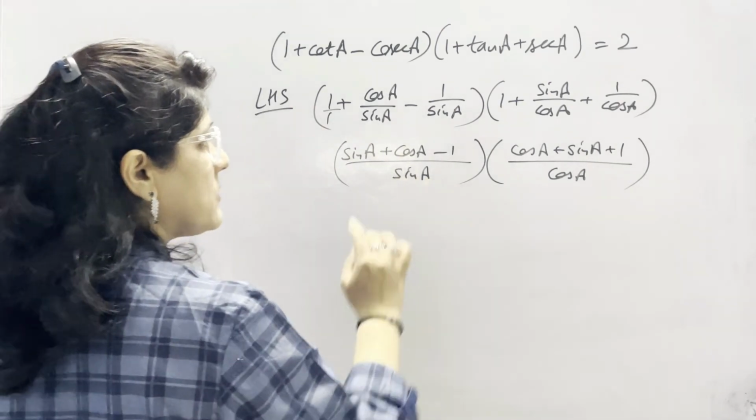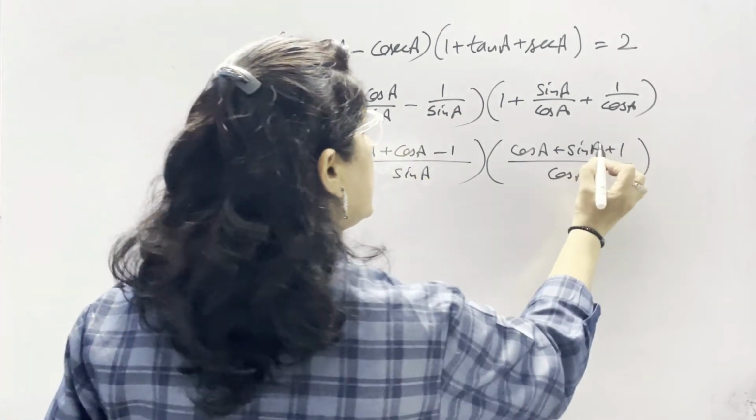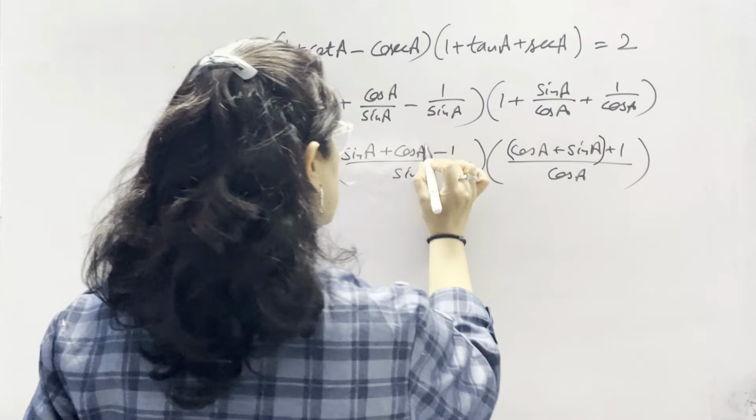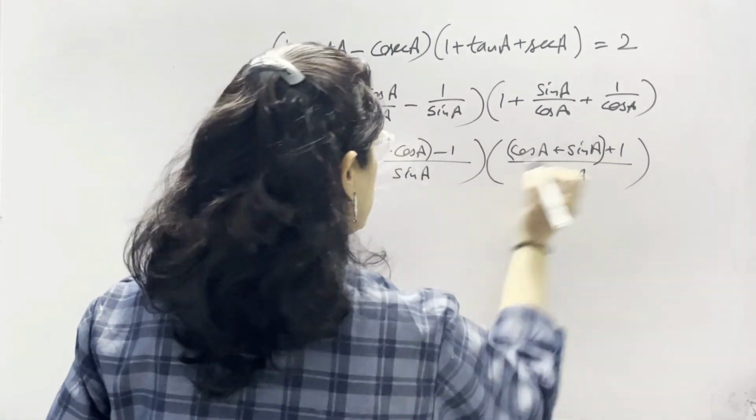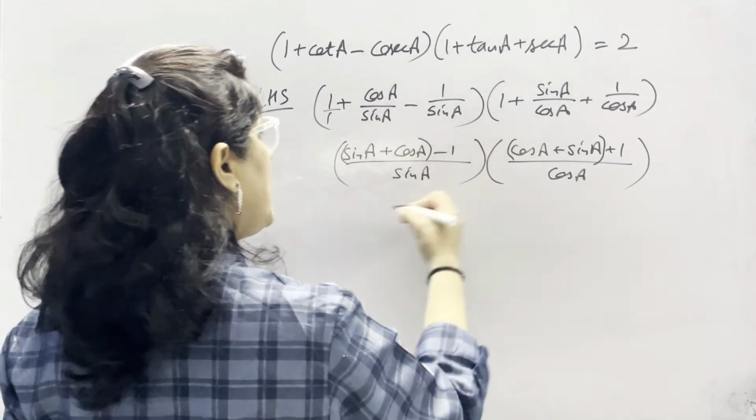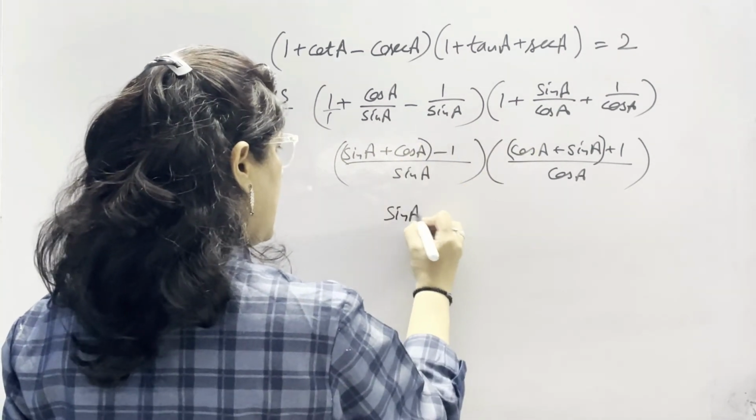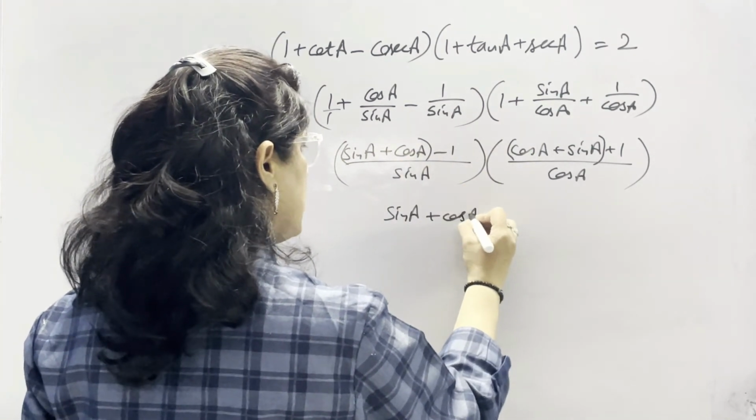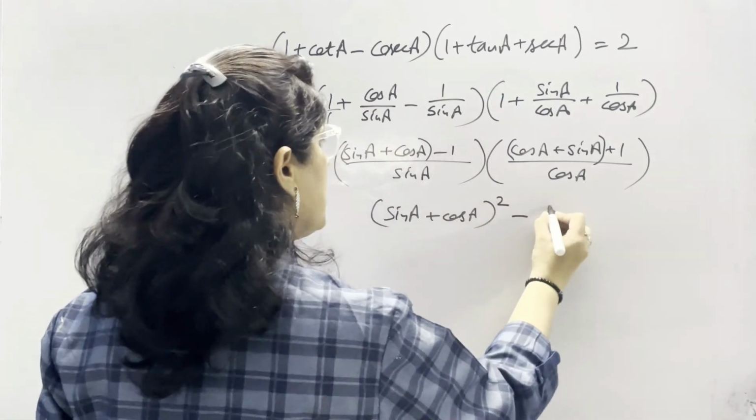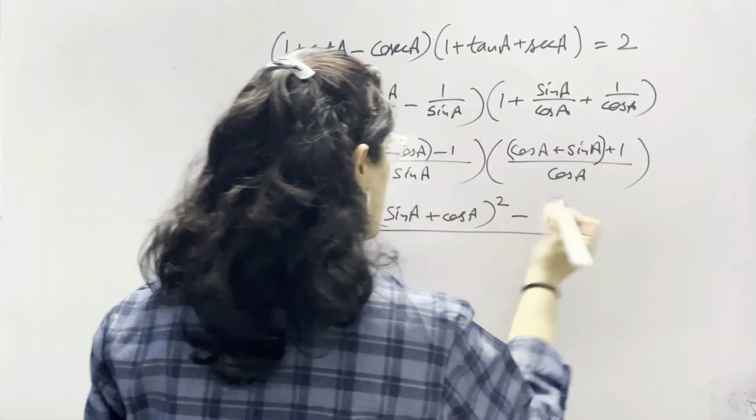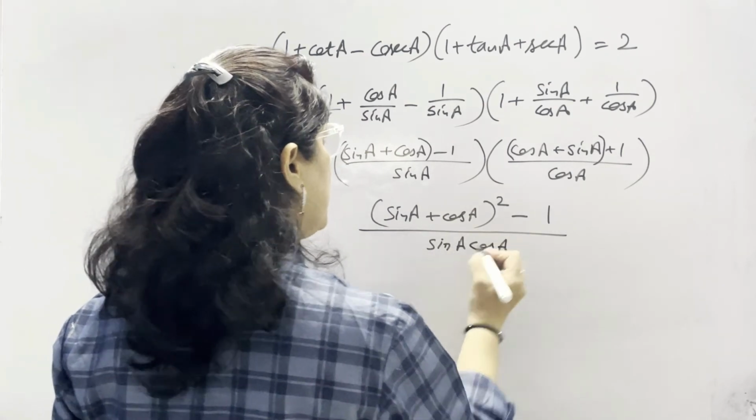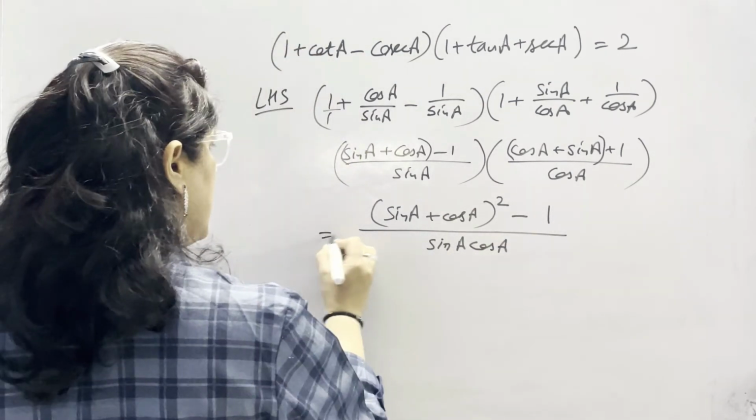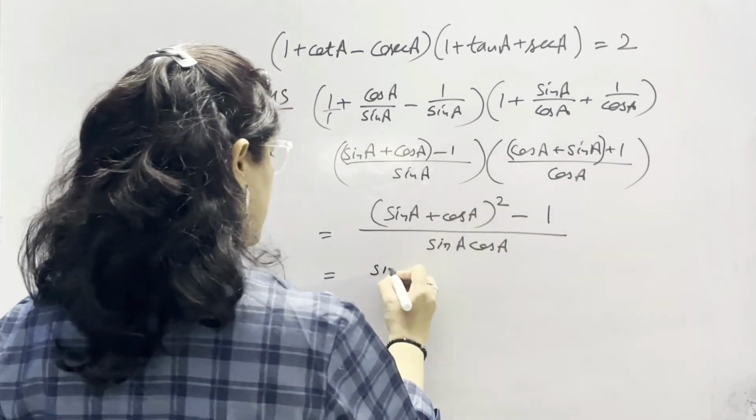Now sin A plus cos A minus 1, and then you can see these as separate brackets: A minus B, A plus B. So A square minus B square, where A is the whole sin A plus cos A, and 1 square we can leave. So in the denominator we will have sin A multiplied by cos A. Now A plus B whole square.